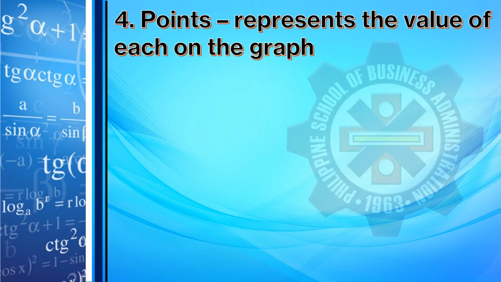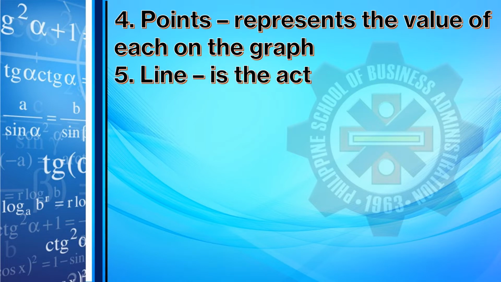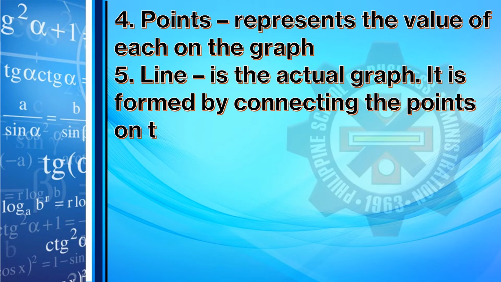We have also the points. So the points represent the value of each on the graph. And then after you plot the points, you have to connect them by the line. So the line is the actual graph and it is formed by connecting the points on the graph.